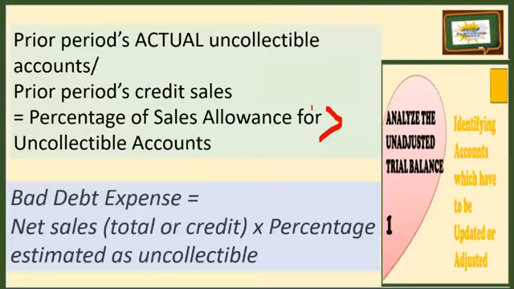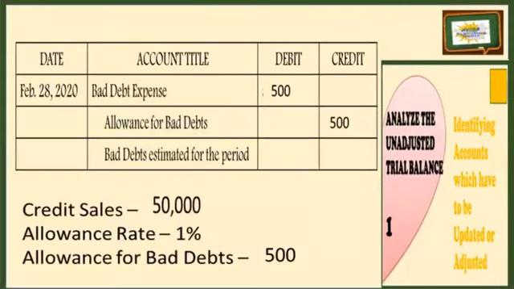The formula to determine the amount of the ending estimated bad debt entry is: bad debt expense is equal to net sales times the percentage of uncollectible. So to illustrate, let us assume again that Terimacore estimates uncollectible accounts at 1% of total sales.